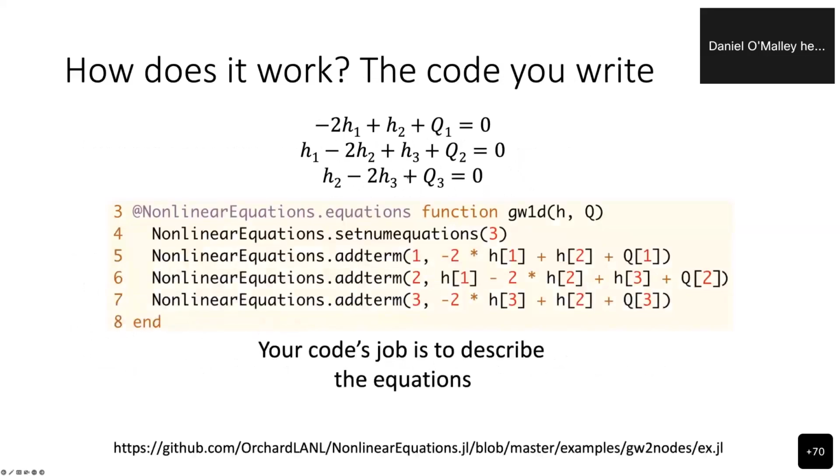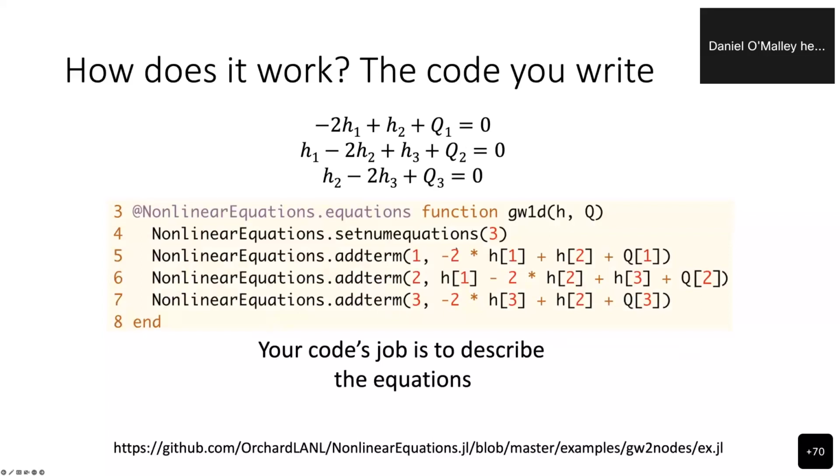If you wanted to describe these equations using this framework, you just have to write a few lines of code. So you have this function, which I call GW1D. It takes two inputs, H and Q. So these are like the components of the equation. And the first thing you do is you say how many equations there are going to be. In this case, there are just 3 equations. So we put 3 in here.